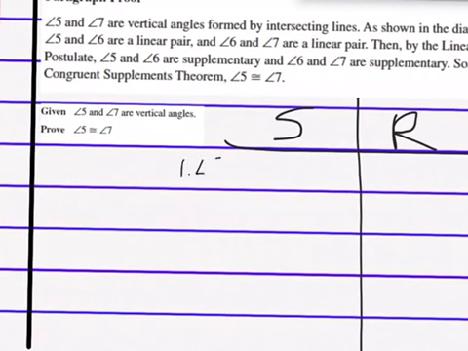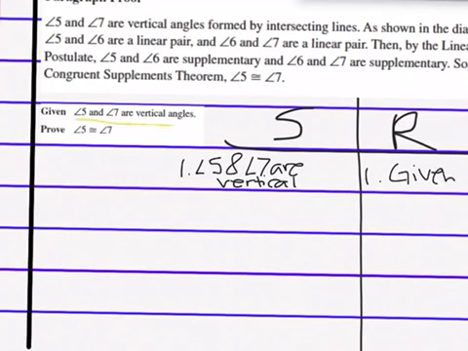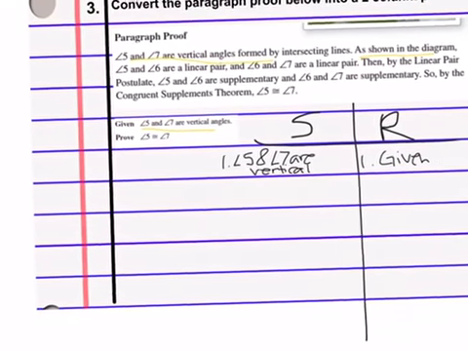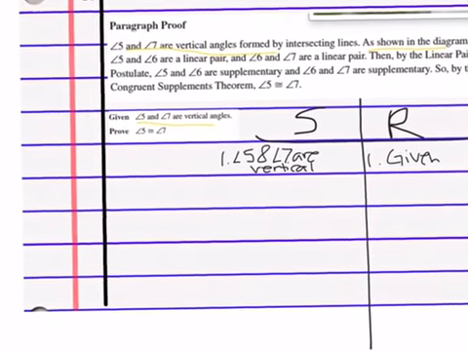Angle 5 and angle 7 are vertical. And that was given. It was given to us right here. Then let's look at our paragraph proof here. It was also kind of given to us in the paragraph. They said as shown in the diagram, so that's kind of a clue that it was given. So the reason is given.